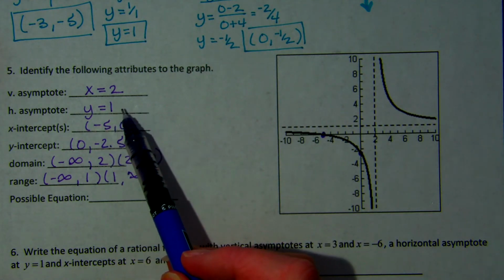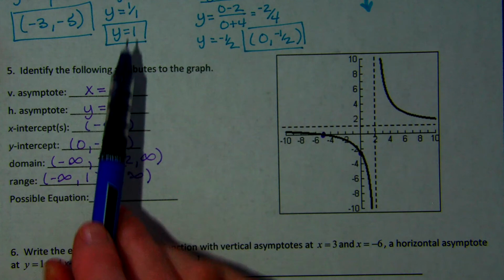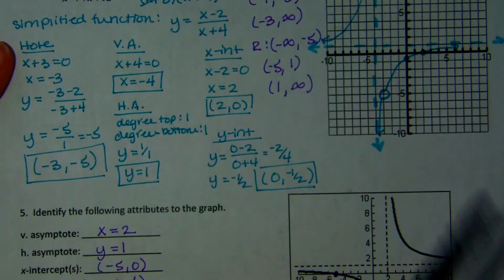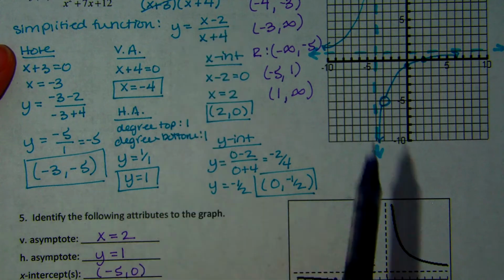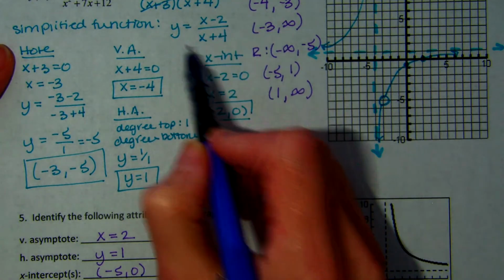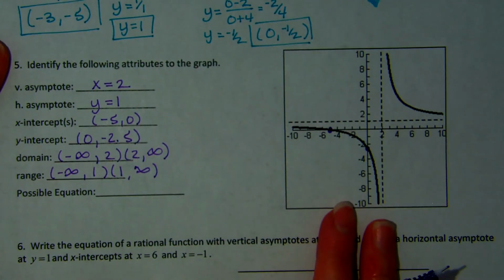Because my horizontal asymptote is not 0, I know that I had the same degree on the top and bottom of this function. I also know I had the same coefficient. I know because my horizontal asymptote is y equals 1, my function looks something like this: x plus something over x minus something, or x minus something over x plus something, okay? And the question is, what were the things?